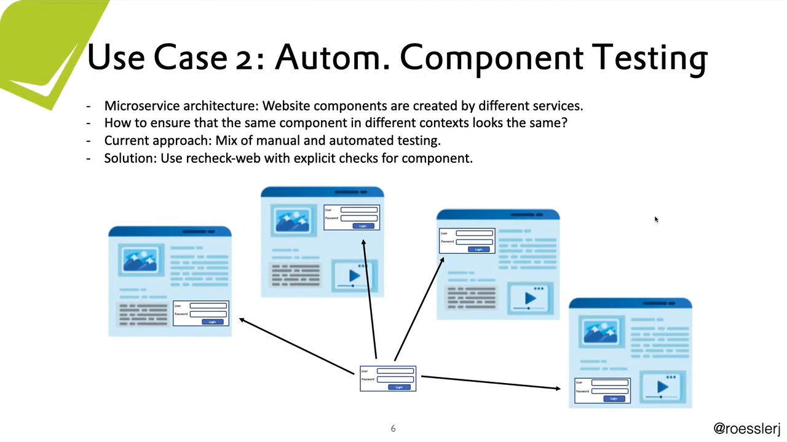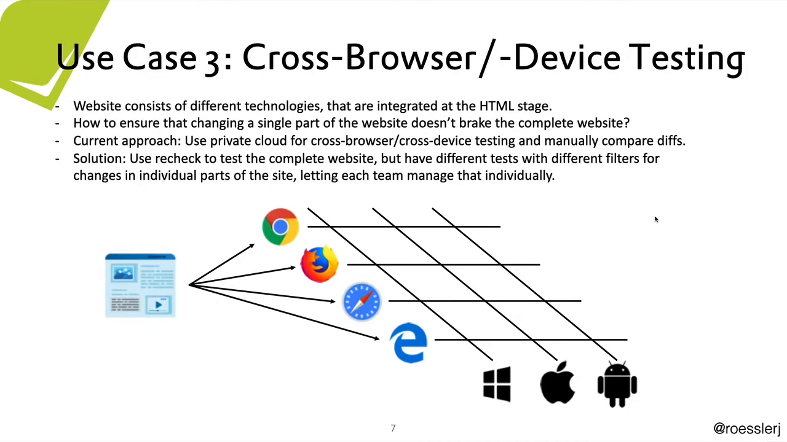Another example is if you have a component that is being reused in different contexts, and you want to make sure that in each context the component looks the same. And a third example, if you do cross-browser or cross-device testing, then you may care about a change of 50 pixels, like if an element moves in the range of 50 pixels, but if it's below a certain threshold, say 10 pixels, then you don't want to see that. So you can very specifically define what you care about.